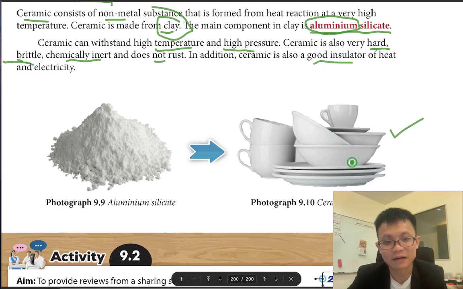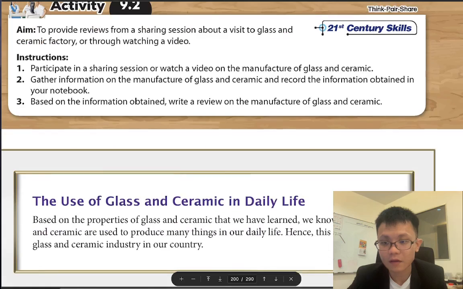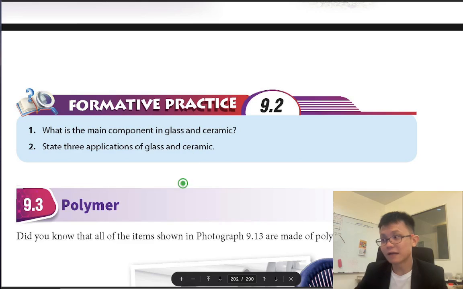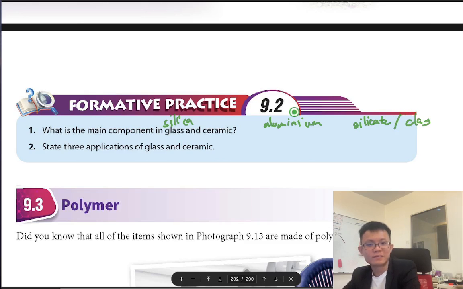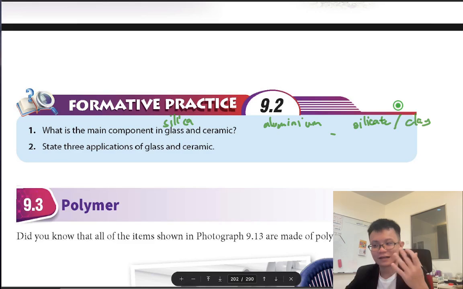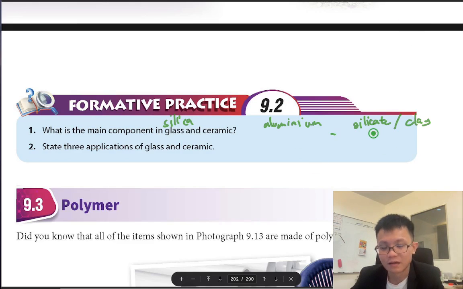Okay, that covers glass and ceramic dishes. Okay lah, so maybe we do these two questions. What is the main component in glass and ceramic? For glass it is the silica, so I just write silica. How about ceramic? Aluminium silicate or clay. Okay, but I prefer the name aluminium silicate, even though the book answer is clay, but I will accept the answer lah. I don't know about your school teacher lah. Aluminium silicate will be the better answer.